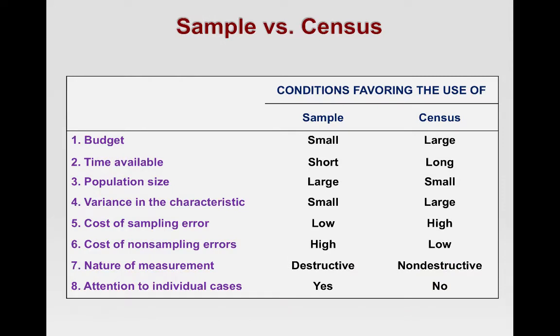Researcher can obtain information about the characteristics of a population by conducting either a sample or a census. Samples tend to be preferred because of budget and time limits, large population size, and small variances in the characteristics of interest. Sampling also is preferred when the cost of sampling error is low, the cost of non-sampling error is high, the nature of measurement is destructive, and attention must be focused on individual cases. The opposite conditions favor the use of a census.